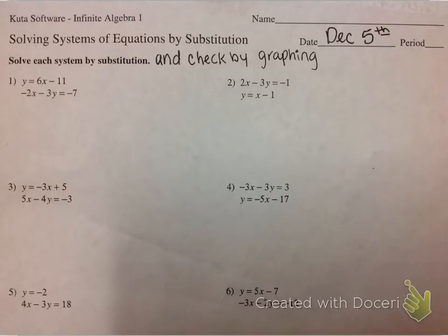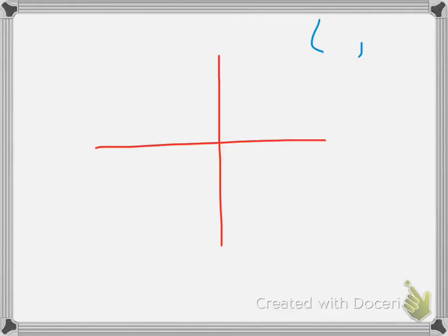Solving systems of equations by substitution. So today we're going to solve each system and then we're going to go and check ourselves by graphing. Before we check ourselves and start substituting into our equations, I want to remind you guys that the whole point of systems of equations is to find a point, an ordered pair, where our lines intersect.